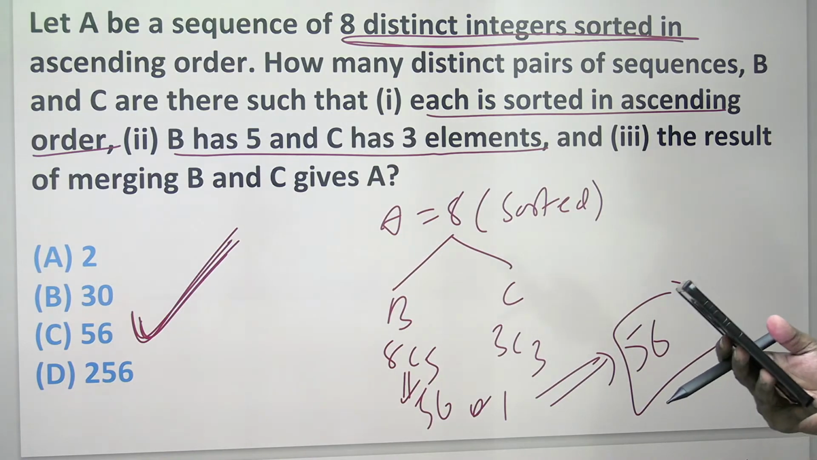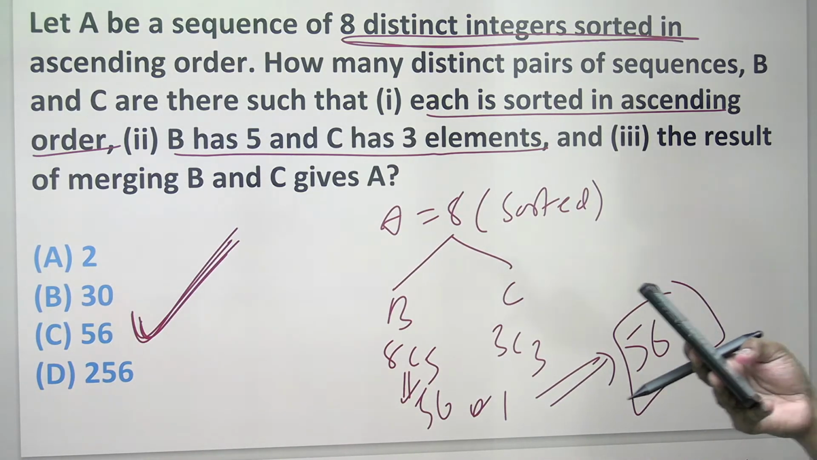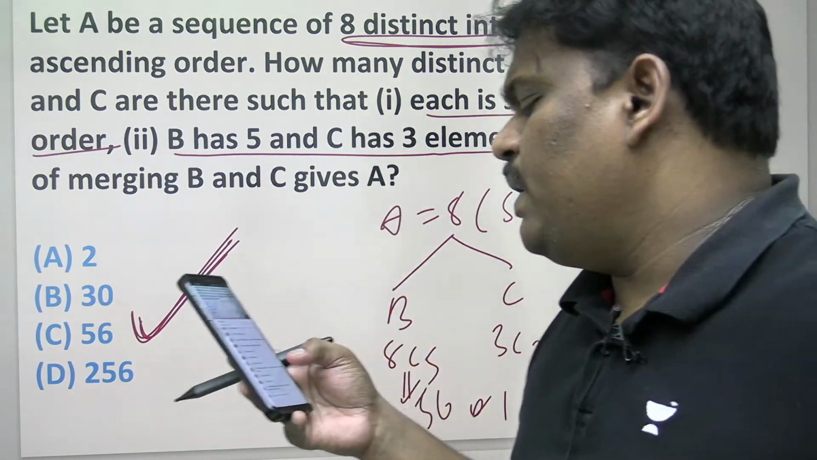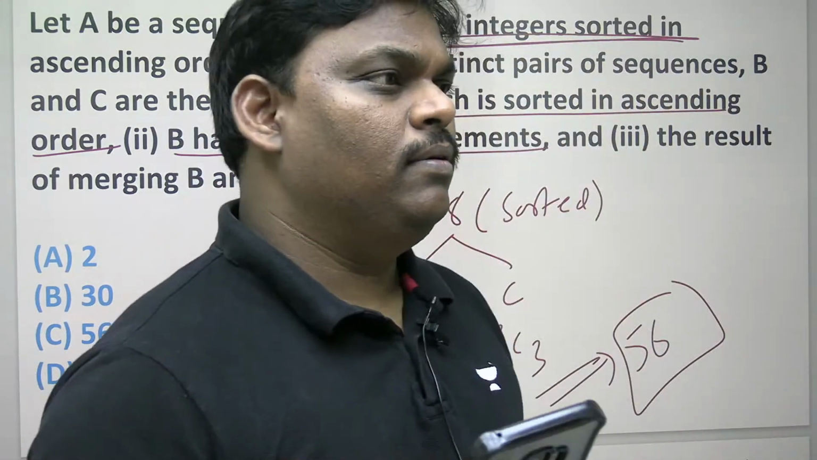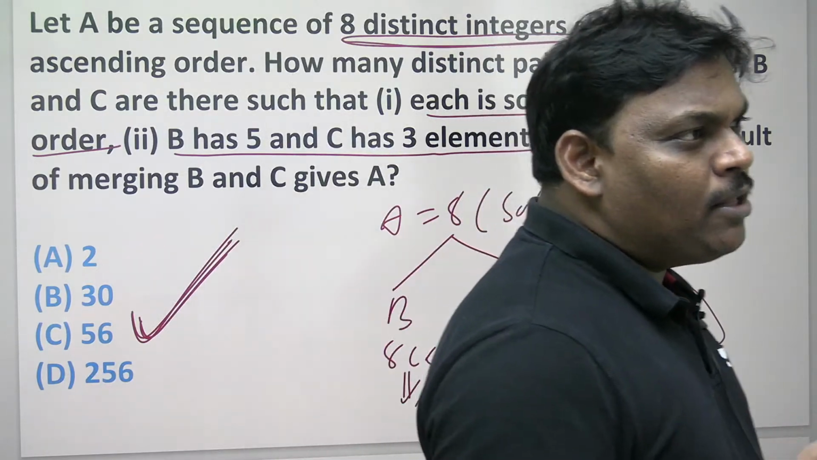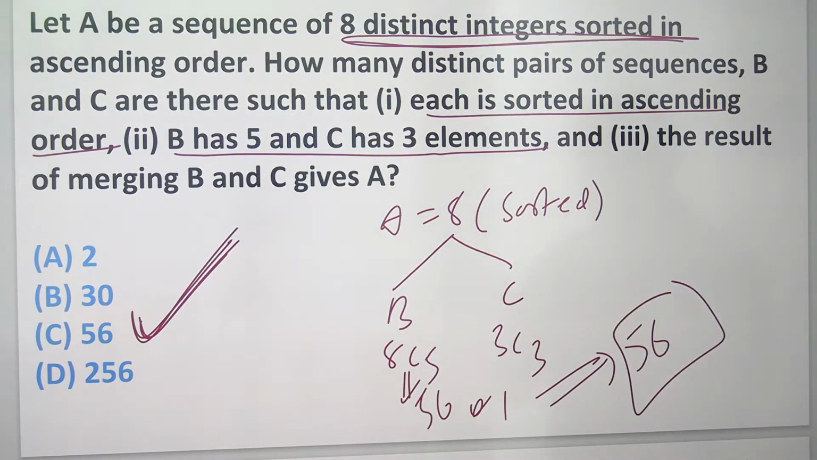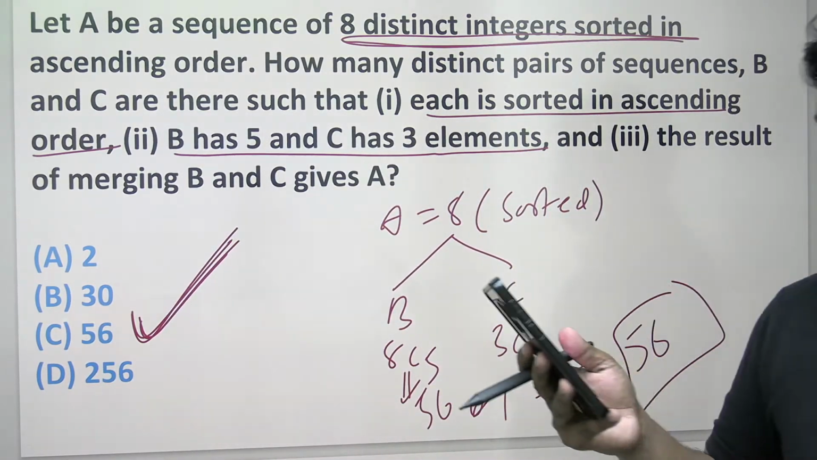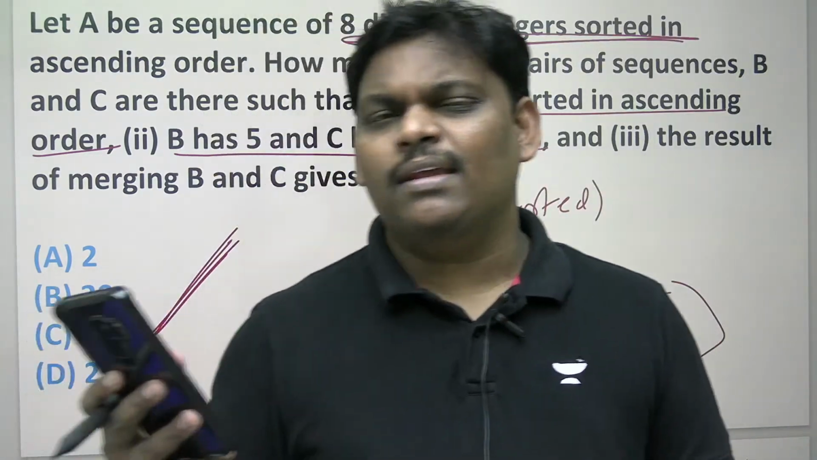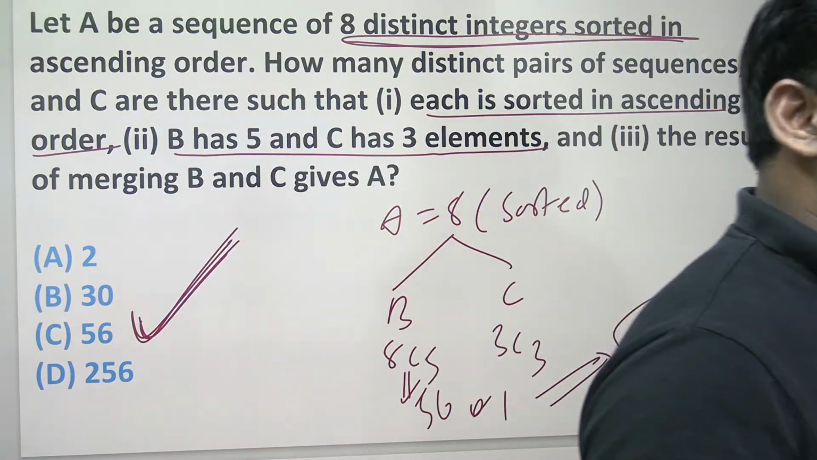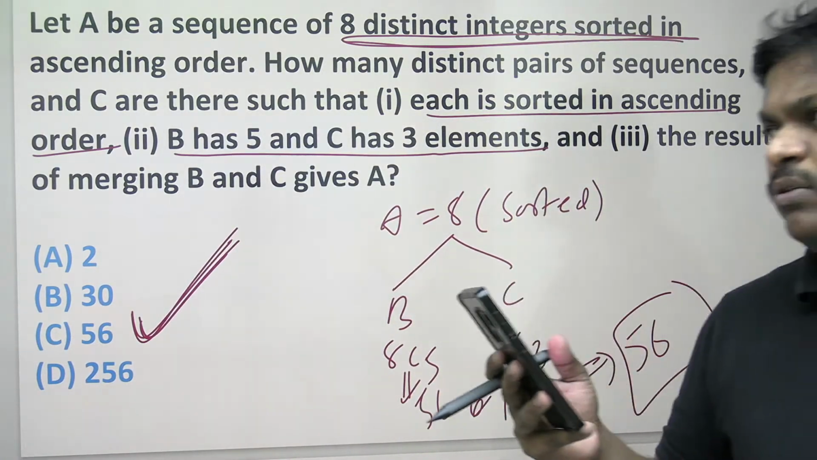Distinct pair means nothing is common. Please explain distinct pair of sequences B and C. It means nothing is common. If you take 10 in the B pair, right, you have to take the remaining in the C pair. In the B, if you take 10, in the C, 10 cannot be there. In the B, if you take 20, in the C, 20 cannot be there.